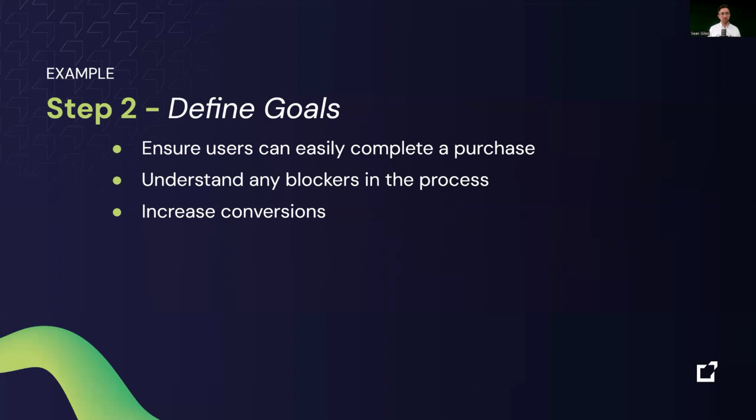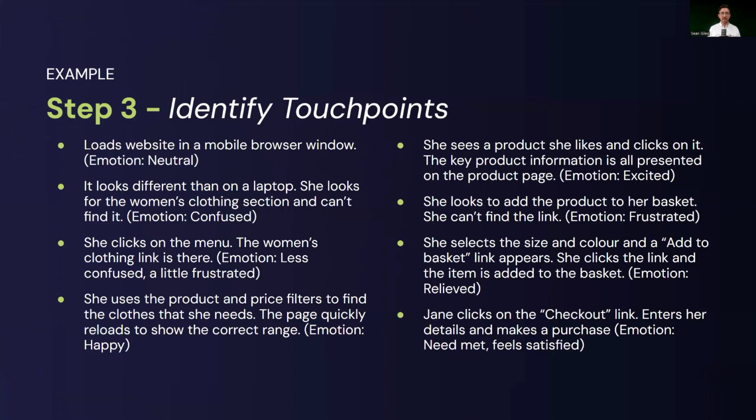And then step 3, we're identifying the touch points. There's a lot of text on here, but it should all make sense. There's nothing too taxing in here. First up, we've identified these touch points for the purchase process, and you'll notice that each one has an emotion associated with it.